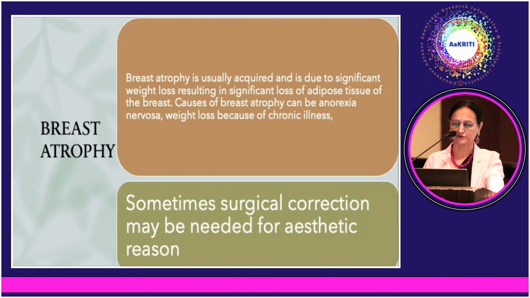Another entity is breast atrophy. Breast atrophy is usually acquired and is due to significant weight loss, resulting in significant loss of adipose tissue of the breast. Causes of breast atrophy can be anorexia nervosa, weight loss because of chronic illness.